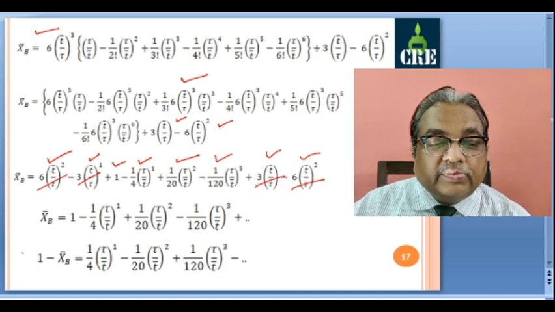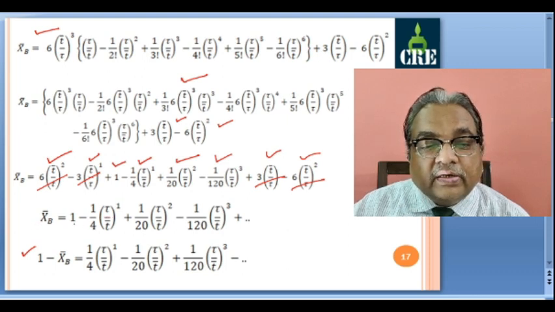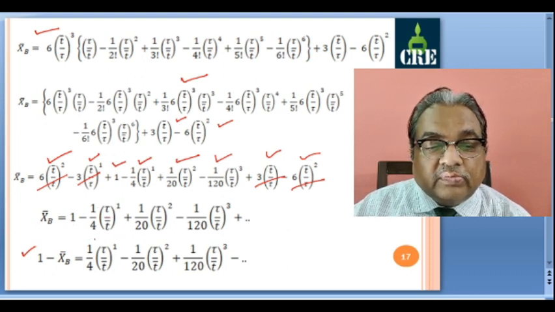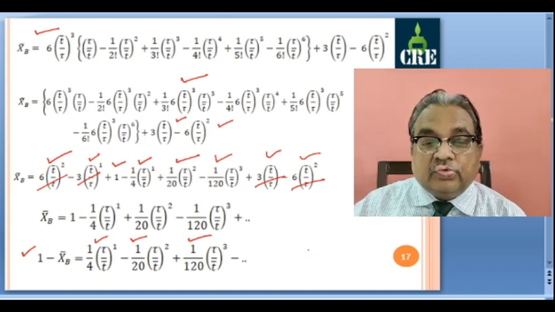Now finally we want the expression again in terms of 1 minus xb. So 1 minus xb, this I write on this side and all the signs will change. So minus becomes plus 1 by 4, this plus 1 by 20 becomes minus 1 by 20, minus 1 by 120 becomes plus 1 by 120 cube.